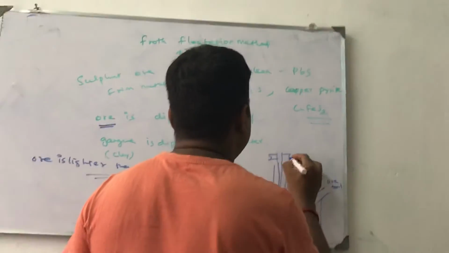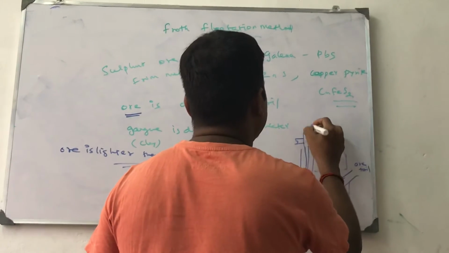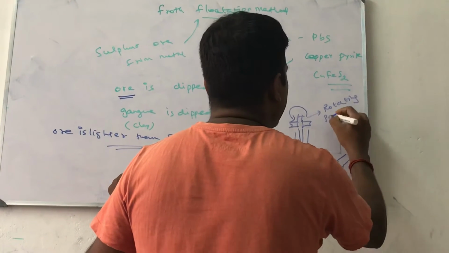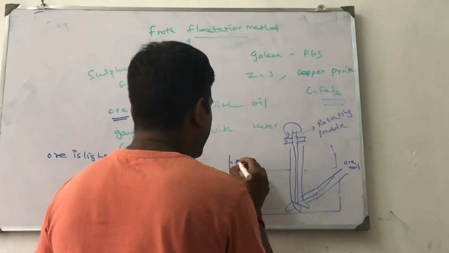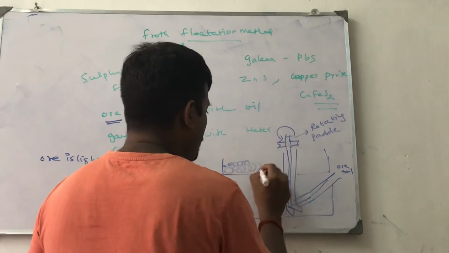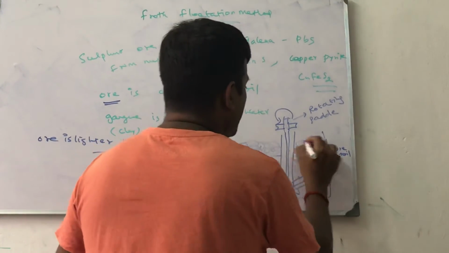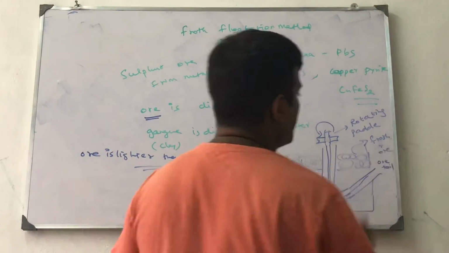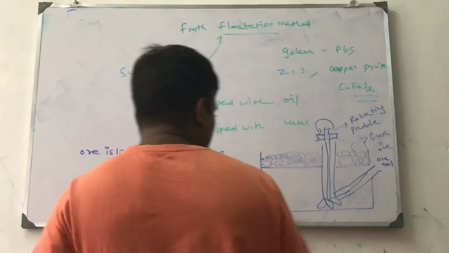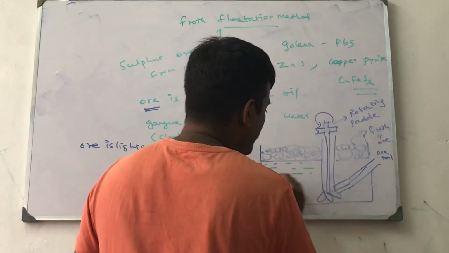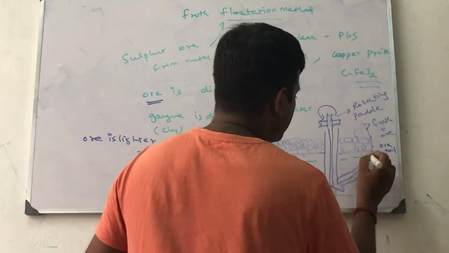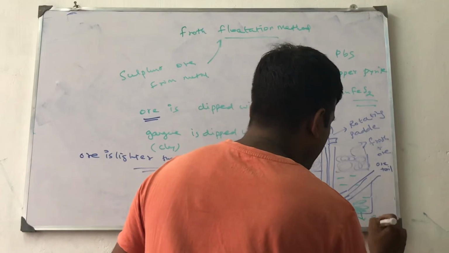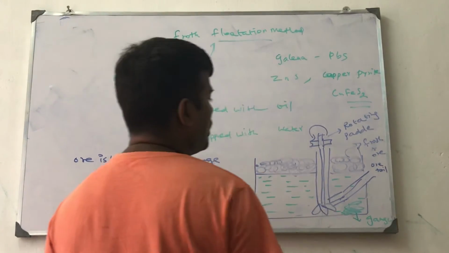Rotating paddle. This is called the rotating paddle. Froth plus ore, this is the part where the froth plus ore collects. Every part is water. In the downstairs area, the gangue is settled at the bottom.